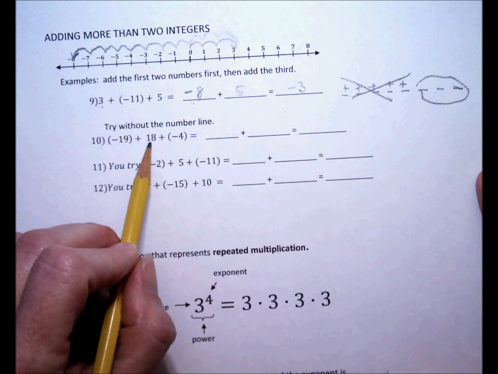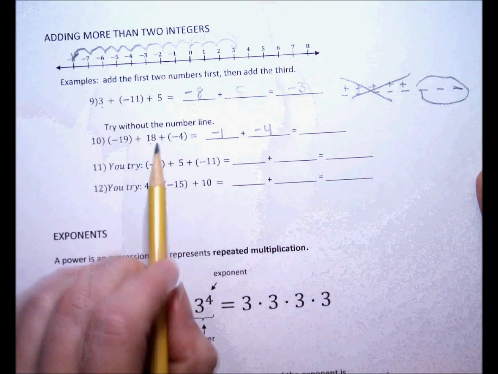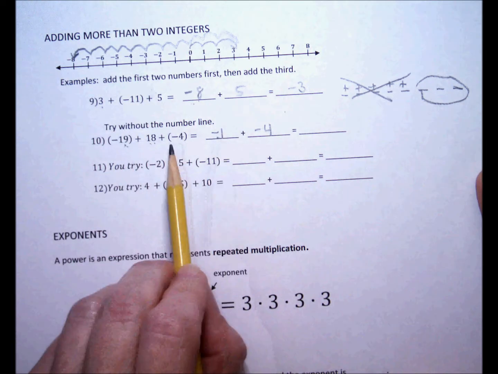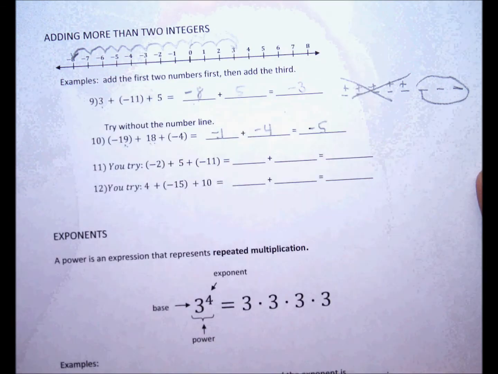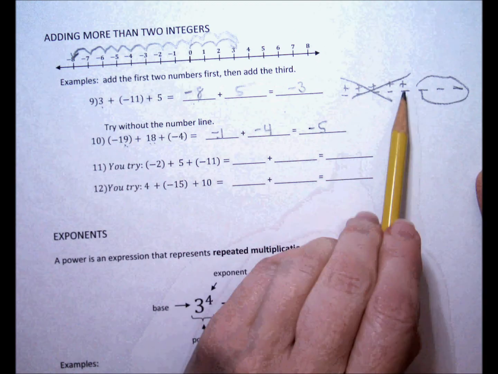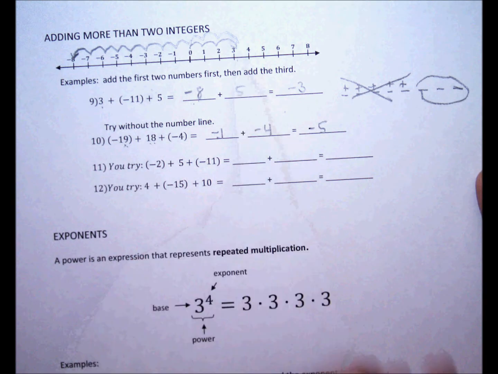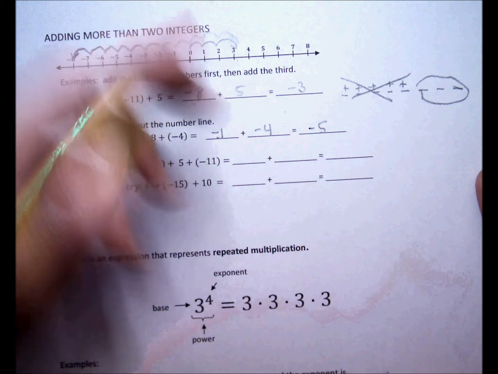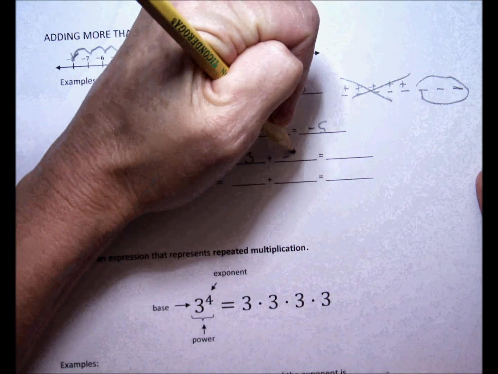Okay, now let's try without the number line. Negative 19 plus 18. You can even picture a number line in your head. That would be negative 1 plus negative 4. So we've added these two together to get negative 1, and then we still have our negative 4. Combined, those are negative 5. If you need to pause and use the plus and minus method or use the number line, go ahead. Now you try. Go ahead and pause and give it a try.